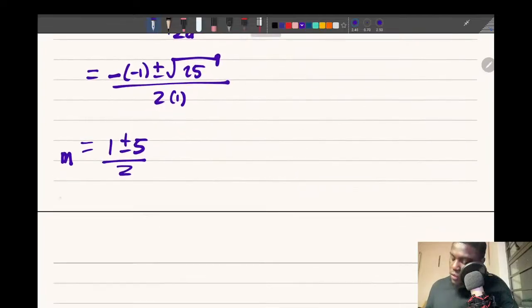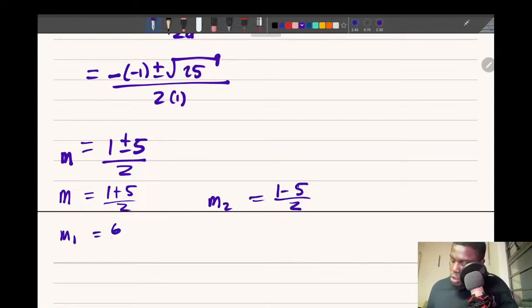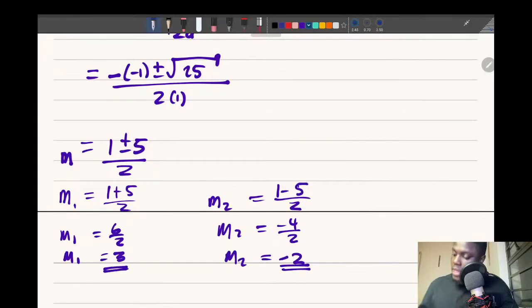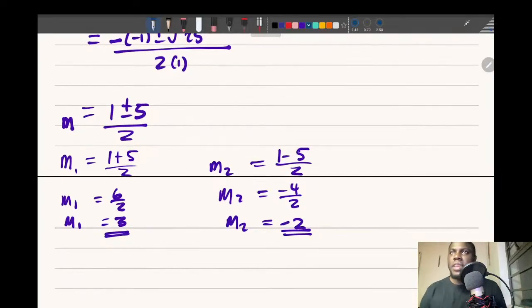So the two solutions for m will be m1 equal to 1 plus 5 over 2, and m2 equal to 1 minus 5 over 2. Your m1 is 6 over 2, so m1 is 3. Then your m2 is equal to negative 4 over 2, so m2 is equal to negative 2. So we have a negative 2 and we have a 3. There we go.